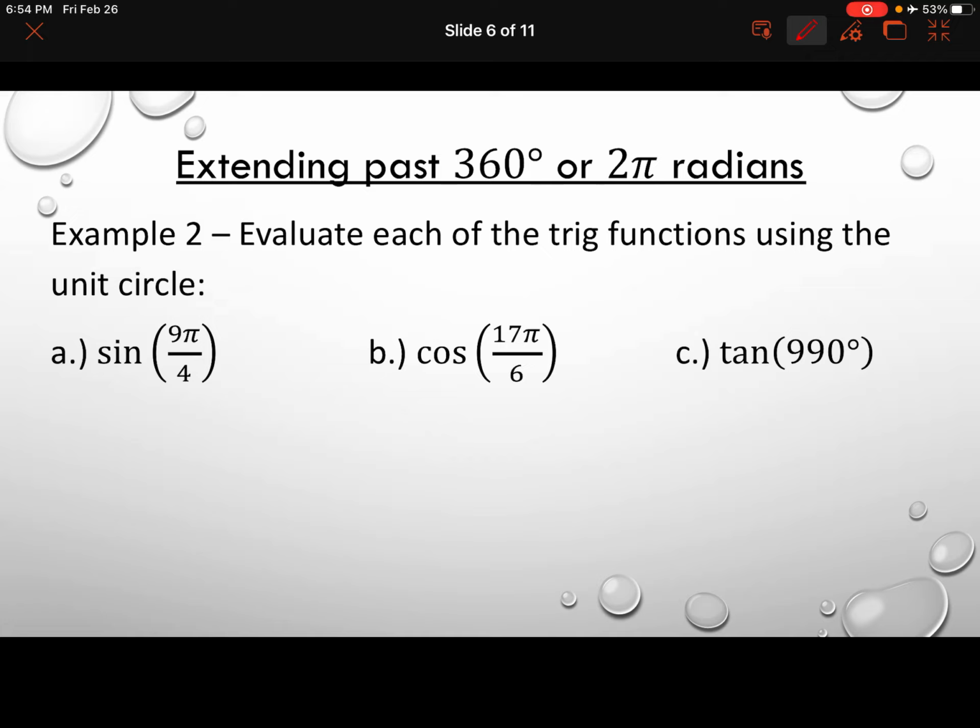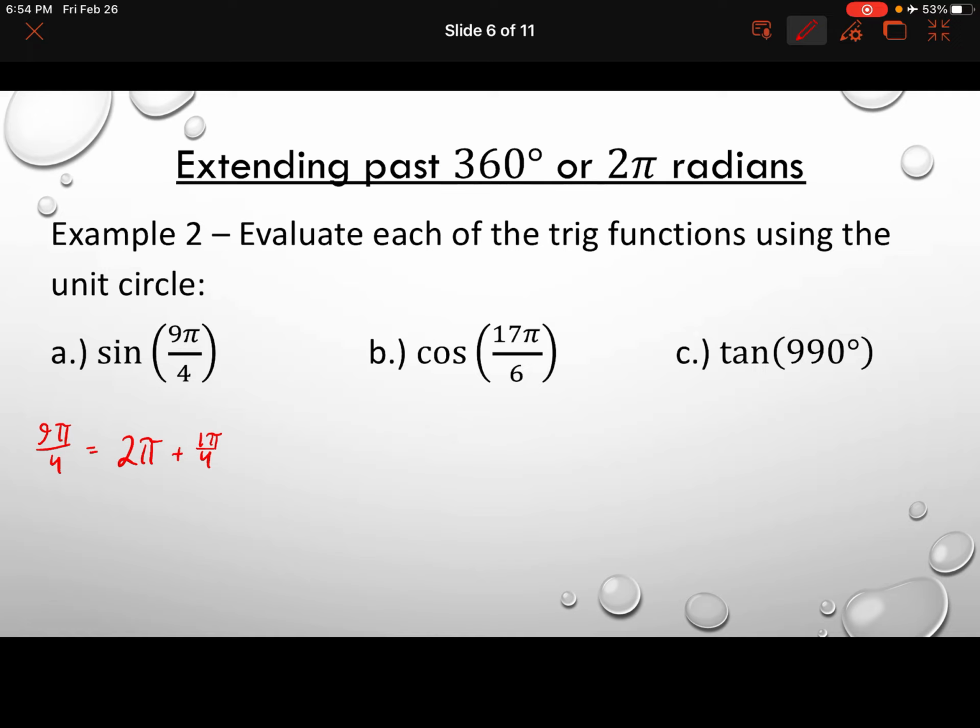So let's take this first one, 9 pi over 4. If we divide it out, how many times does 4 go into 9? 4 goes into 9 2 times. So that's 2 pi, and 1 is left over. So this is equal to 2 pi with 1 pi over 4 left over.